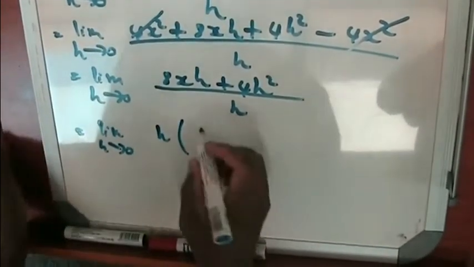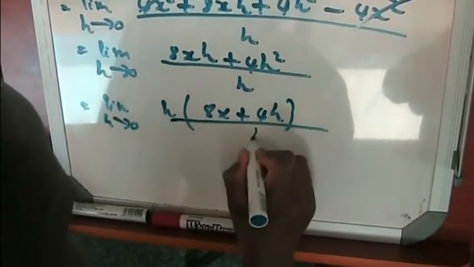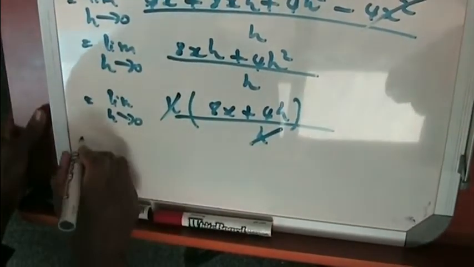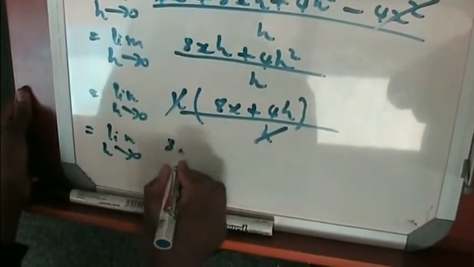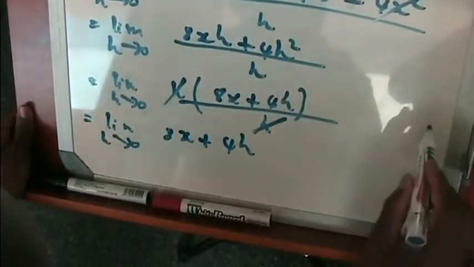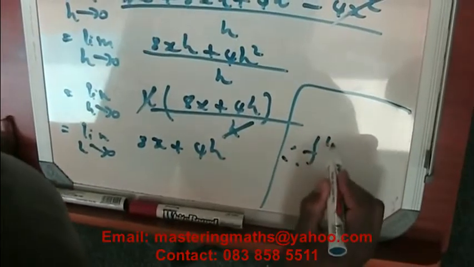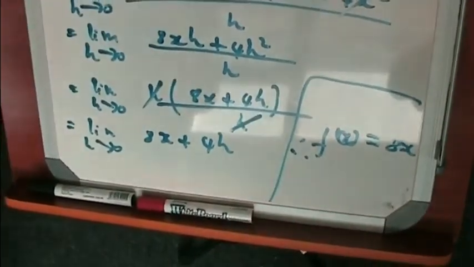Then you take out the common factor. The limit as h tends to 0. We take out common h into, we're trying to simplify this, 8x plus 4h over h. h cancels h. Therefore, the limit is equal to the limit as h tends to 0 of 8x plus 4h. Then, since there's no h left to substitute, therefore f prime of x is equal to 8x.